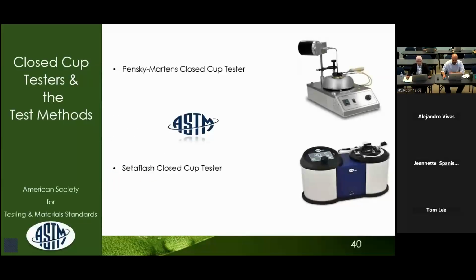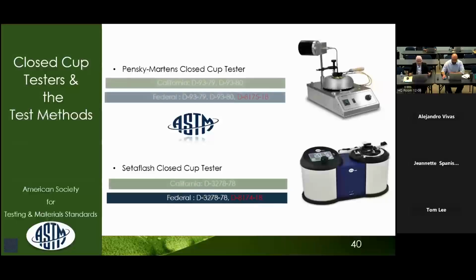Now, after knowing about these two closed cup testers, which are used to determine flash point, it's important to understand that both California and federal regulations use these closed cup testers. These closed cup testers are the instruments used in specific analytical test methods. These methods are generally approved by ASTM, which is the American Society for Testing and Materials.